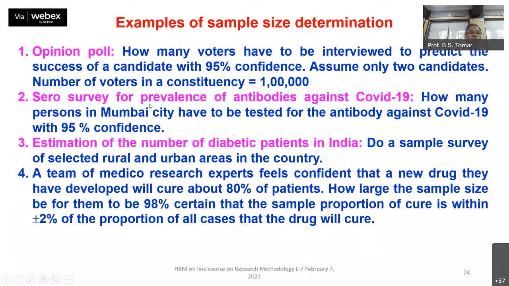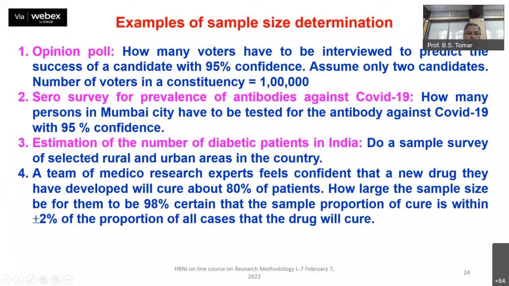Similarly, you must have read in newspapers about the sero survey, showing this percentage prevalence, where people have been found to have antibodies against COVID-19. When they are doing a survey, how many persons in, say, Mumbai city have to be tested for antibodies against COVID-19 with 95% confidence? You want to know how many people in Mumbai have got these antibodies. You cannot test everybody, but you should know how many people you have to examine to arrive at a meaningful result.